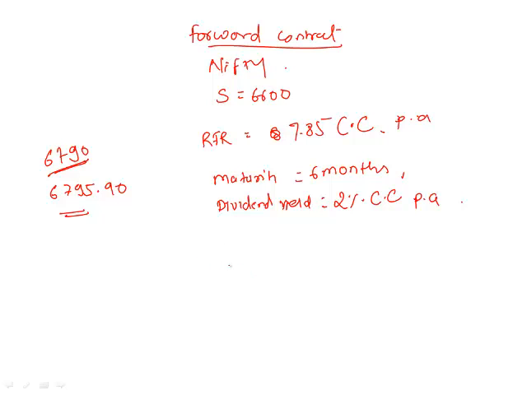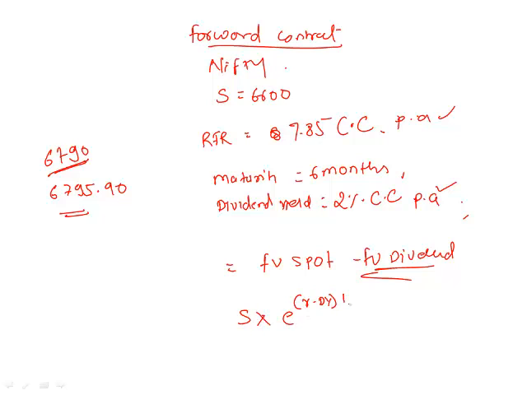In the earlier case, what did we do? We said future value of spot minus future value of dividend. Right? So what is dividend? It's a benefit. So what we are concluding as of now is that if there's a dividend, future value of that is to be reduced. Now that if benefit is given in percentage terms, it's all the more easier for us. Forward is equal to spot times e raised to (R minus dividend yield) into T. So which means while taking future value, we will simply take future value at 7.85 minus 2, 5.85% for 6 months.